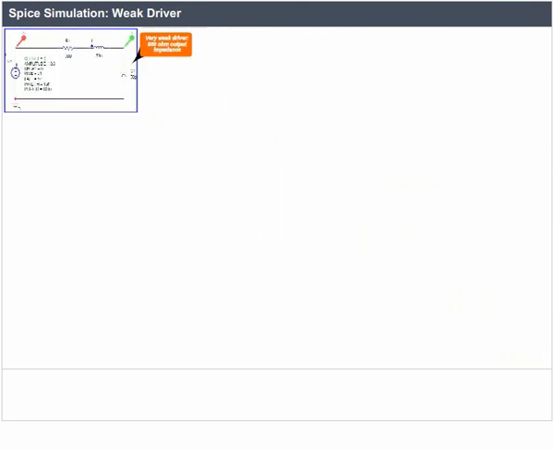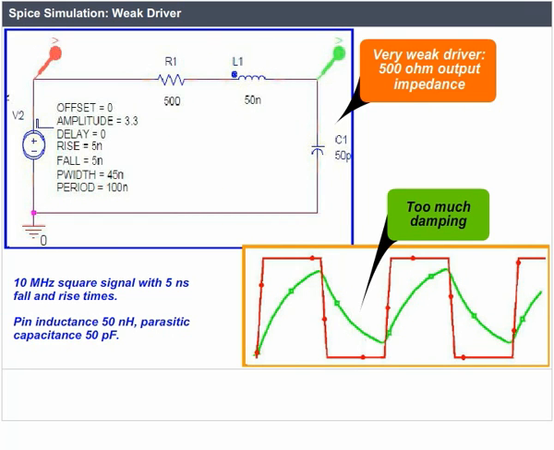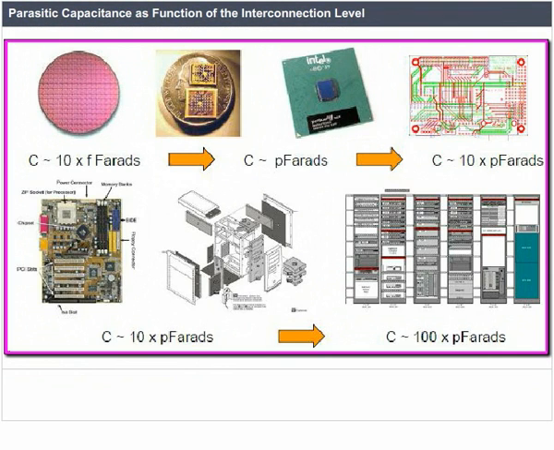Spice simulation, weak driver. 10 MHz square signal with 5 ns fall and rise times. Pin inductance 50 nH. Parasitic capacitance 50 pF. Parasitic capacitance as a function of the interconnection level.